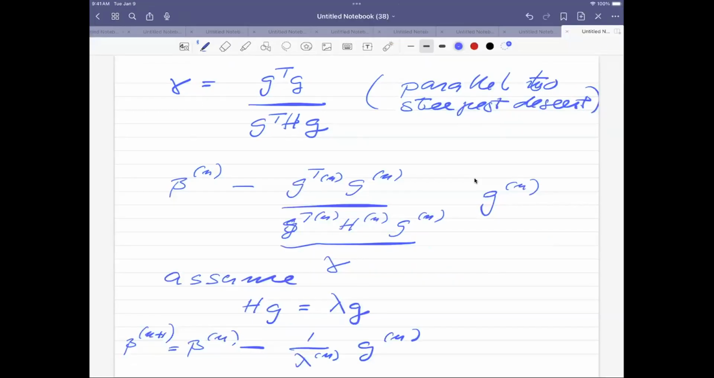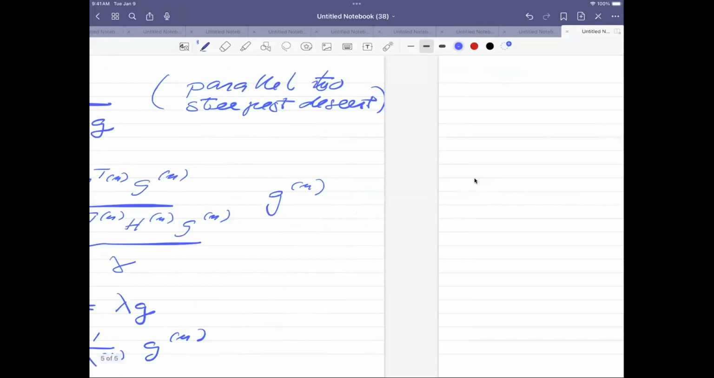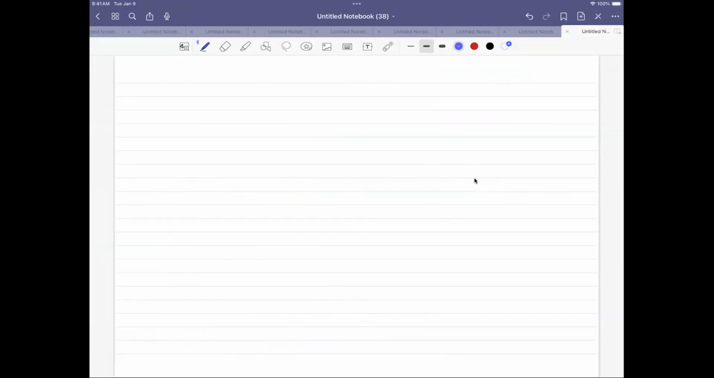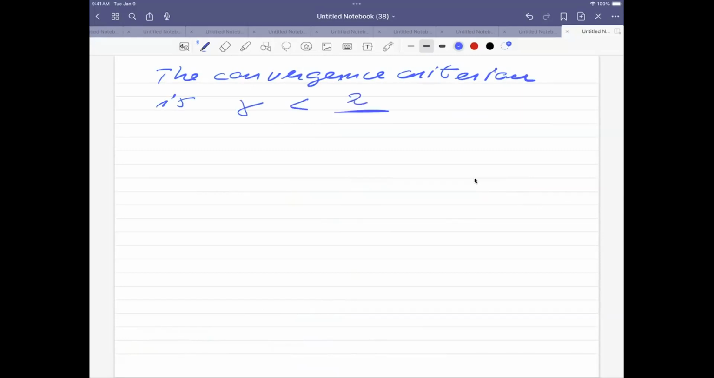But what you see is that at every iteration, you would have to calculate an eigenvalue. There is a convergence criterion, which I'm just stating: this gamma should be smaller than 2 over lambda max, where lambda max is the largest eigenvalue of the Hessian matrix.